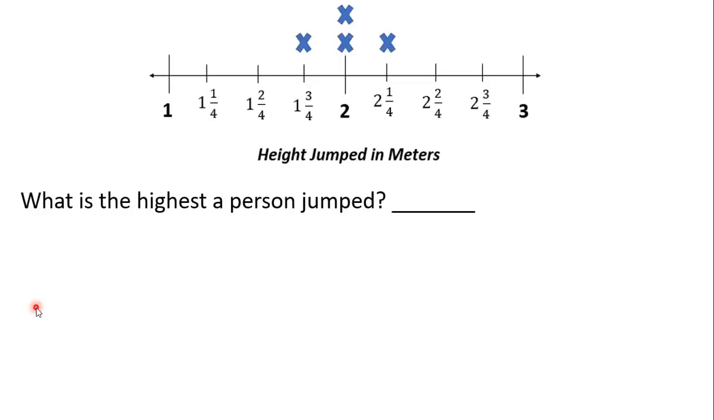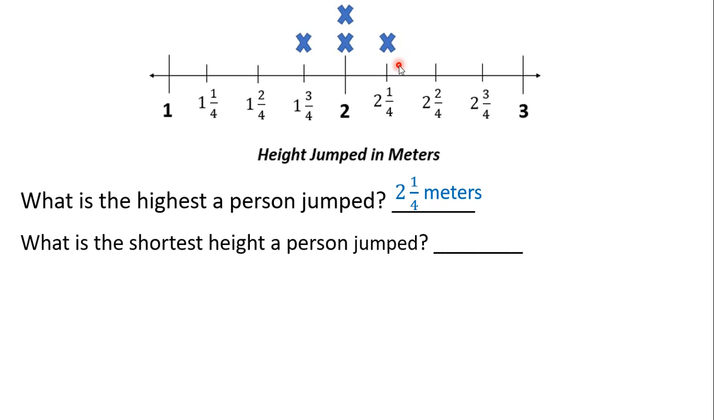What is the highest a person jumped? So we're going to take a look at the line plot that we have up here. We're going to find the biggest number that has at least one X above it, and that would be 2 1/4 meters. So the highest that someone jumped was 2 1/4 meters. Although these here, 2 2/4, 2 3/4, and 3 meters are larger numbers, there are no X's above them, meaning no one jumped that height. 2 1/4 meters is the highest that someone jumped because there's at least one X above it.